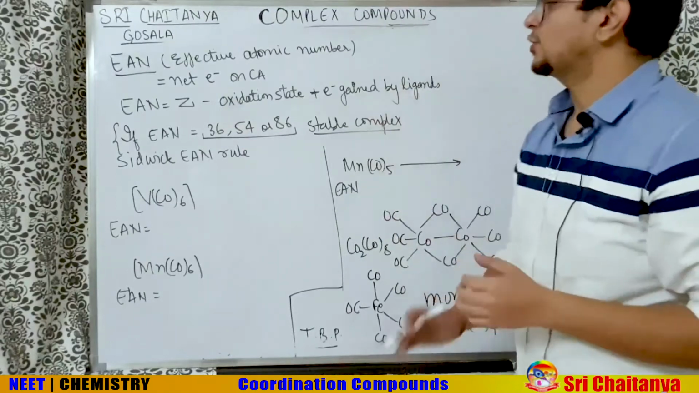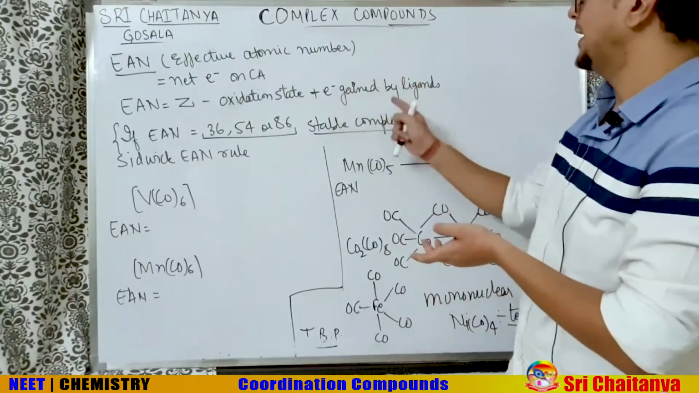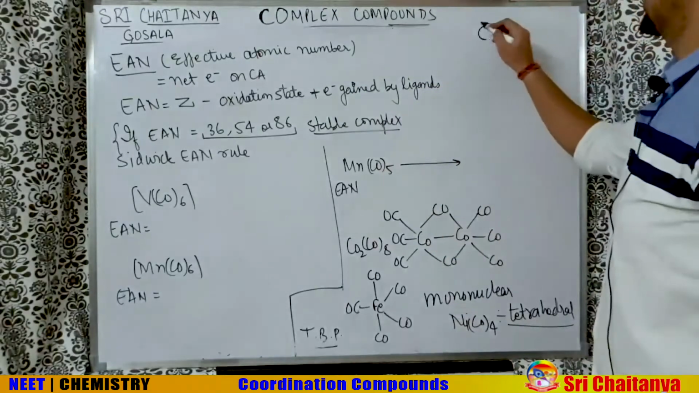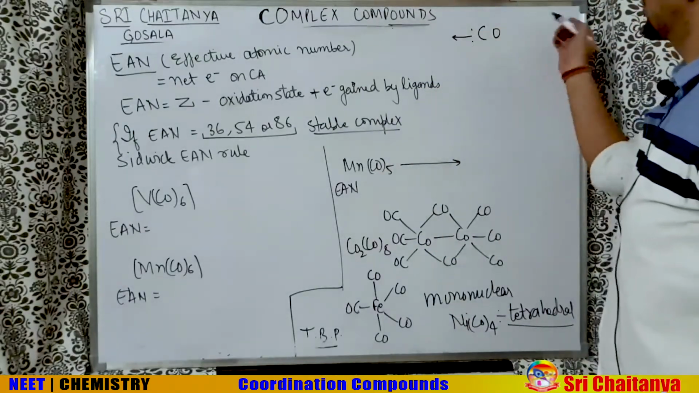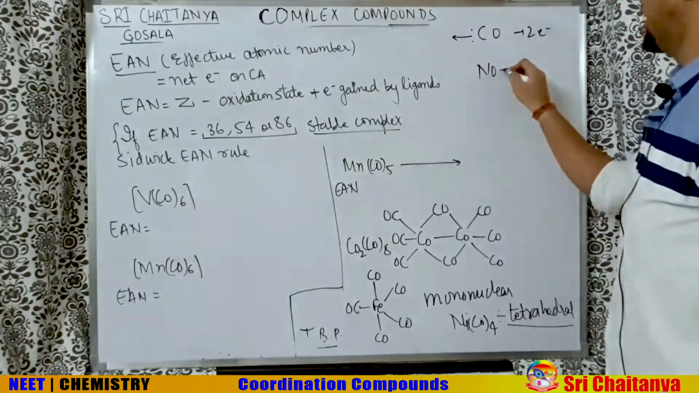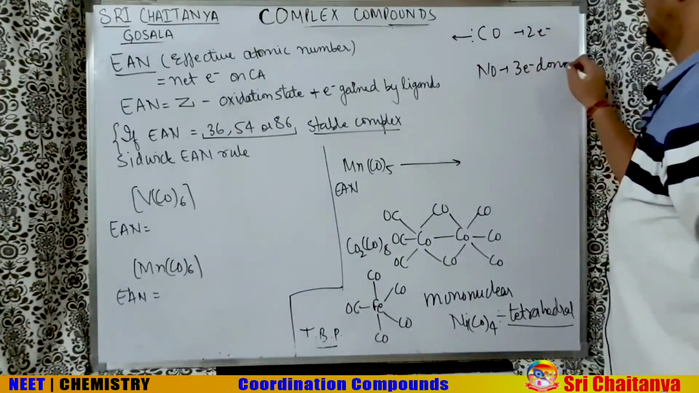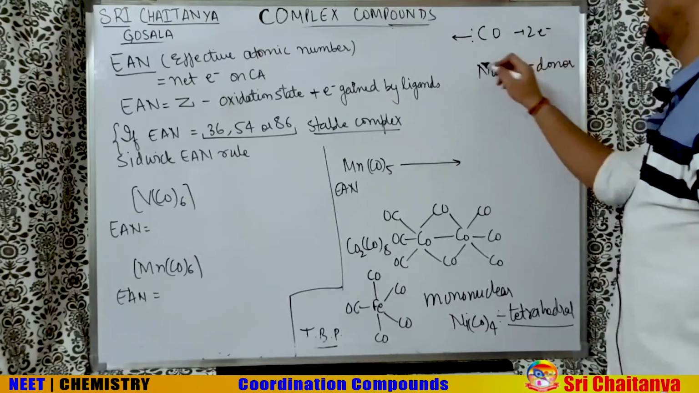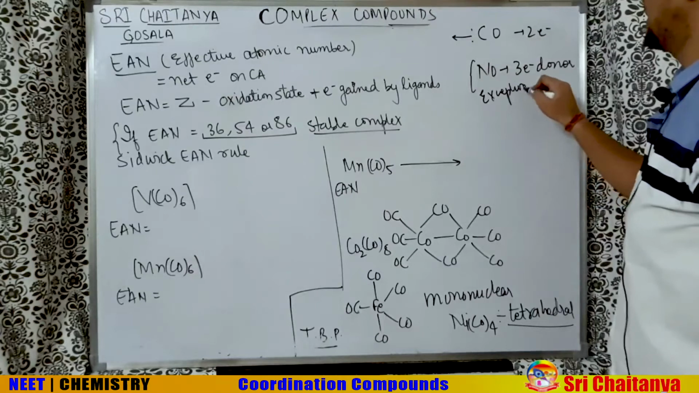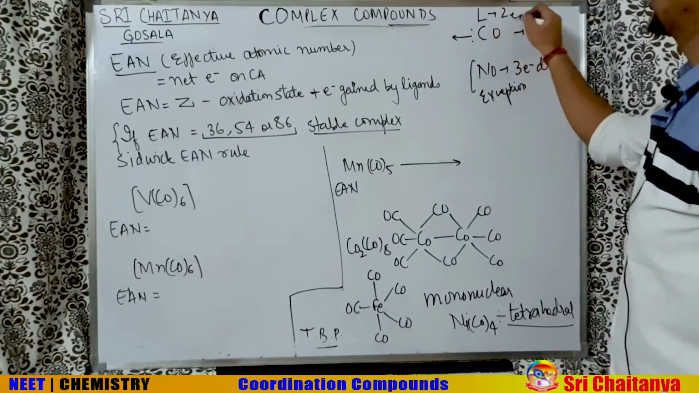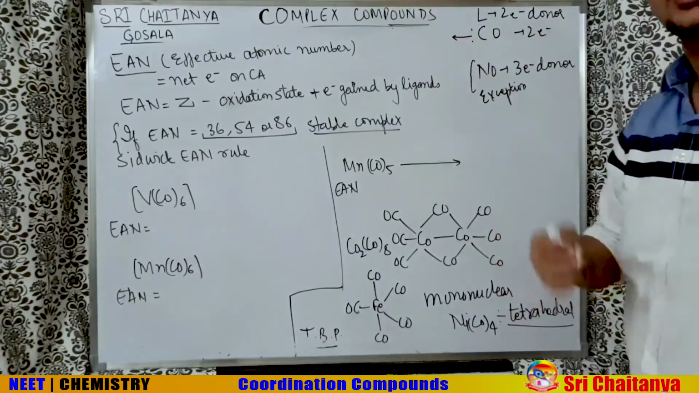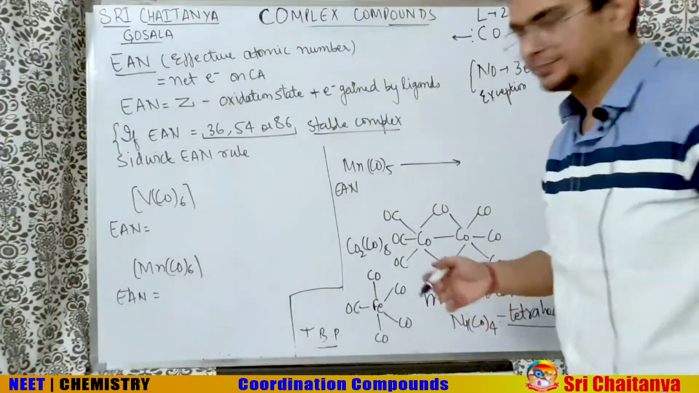So here it is Z minus oxidation state plus electrons gained from the ligands. Each ligand generally gives one lone pair, so each ligand gives 2 electrons. There is one exception here: NO is a 3 electron donor, but it is not important for the NEET exam. Generally ligands are 2 electron donors. They make a coordinate bond, and as a result they donate 2 electrons towards the central atom.